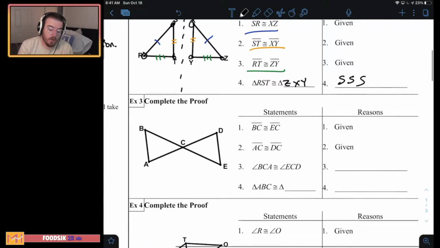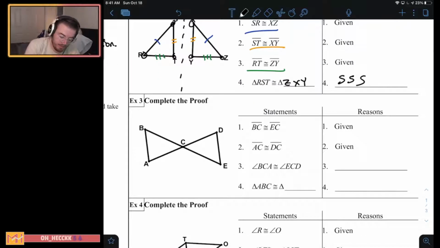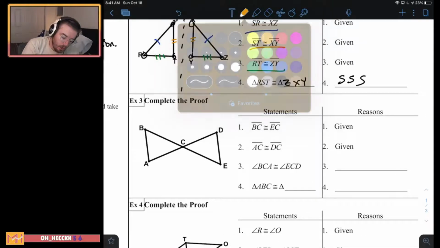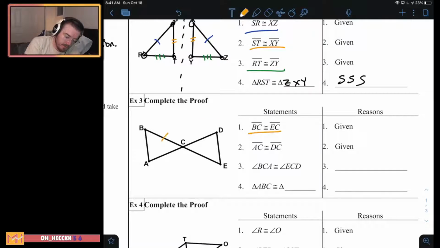All right, we have a couple of blank spaces on this one, okay? Always fill in the givens first.